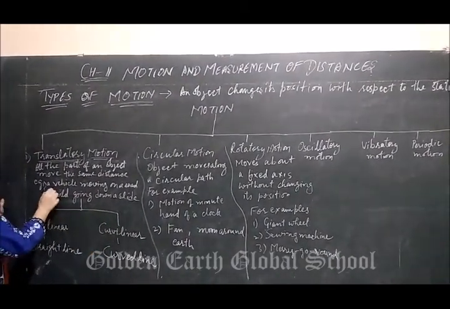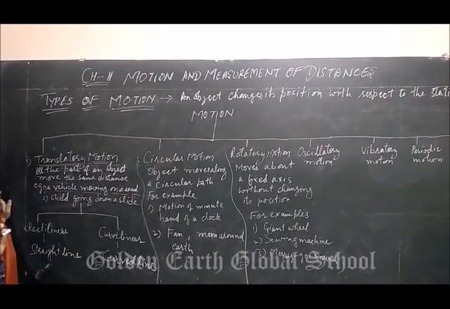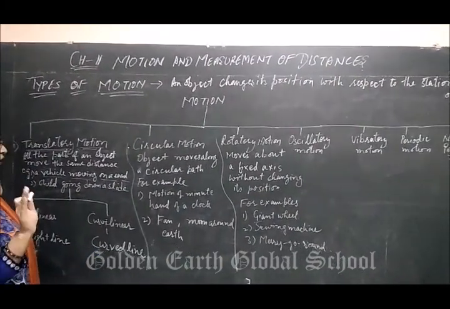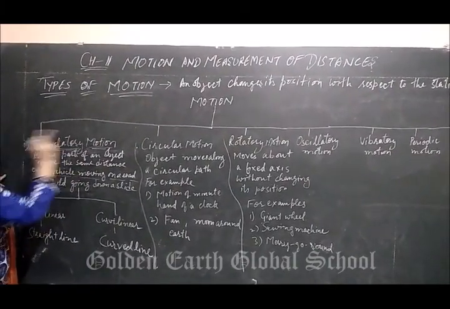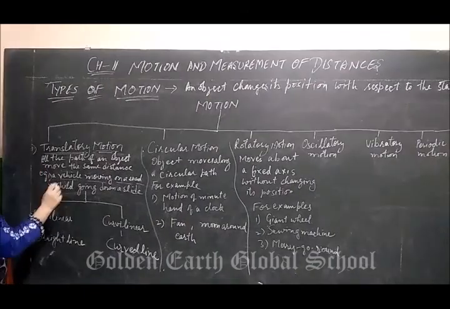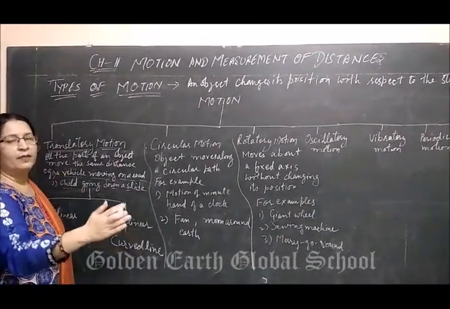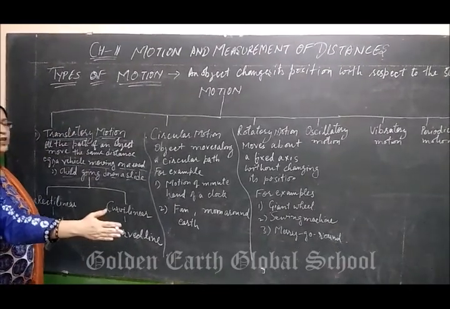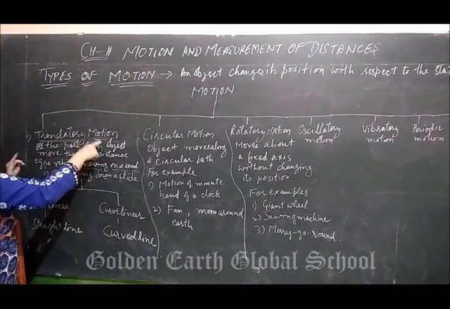For example, a vehicle moving on a road. You have always seen so many vehicles moving on a road daily. We can say that it is a translatory motion. And a child going down the slide, its whole body is moving down collectively. That's why it is called translatory motion.